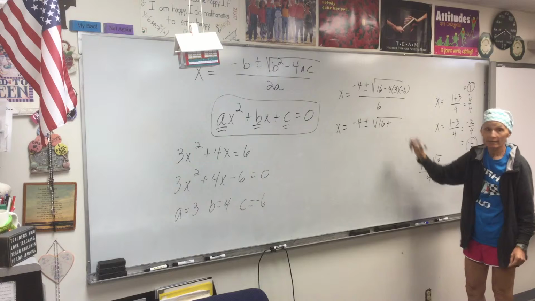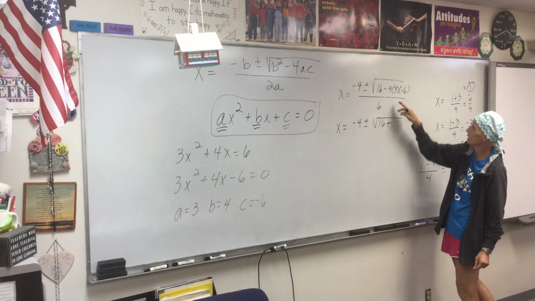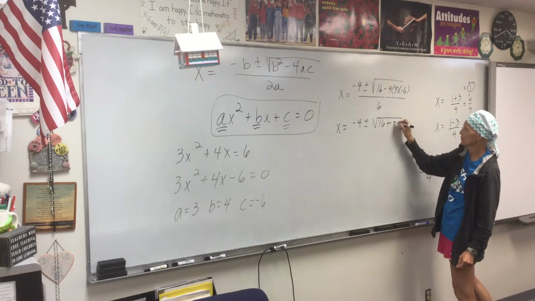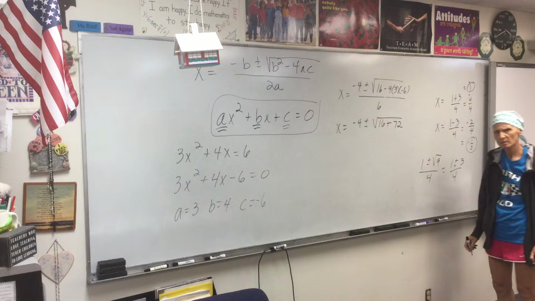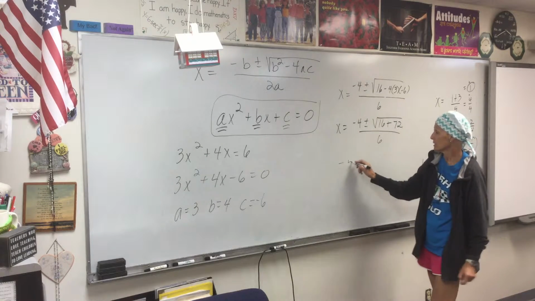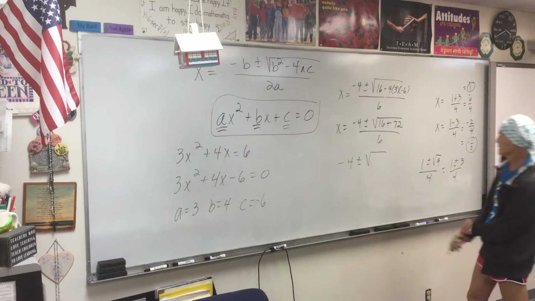We got another double negative, so it's going to be a plus under here. 16 plus 4 times 3 times 6. What is that? 72? 72, all over 6. So negative 4 plus or minus the square root of 88 over 6.